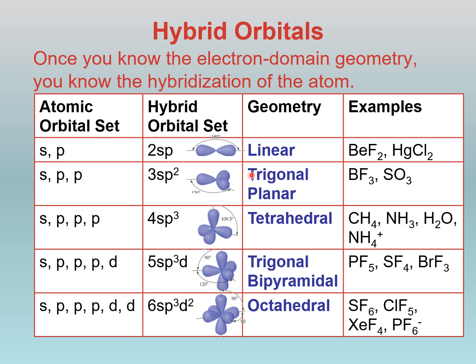This table right here is what you really need to understand. You need to understand the shapes, the molecular geometries, the actual geometries of the atoms themselves, not electron domain geometry, and what hybrid orbital is present in each. The way they'll ask it is they'll give you BF3. You'll have to recognize that that's trigonal planar and that's an sp2 orbital.